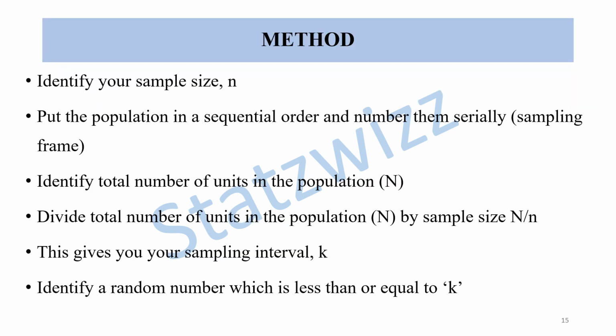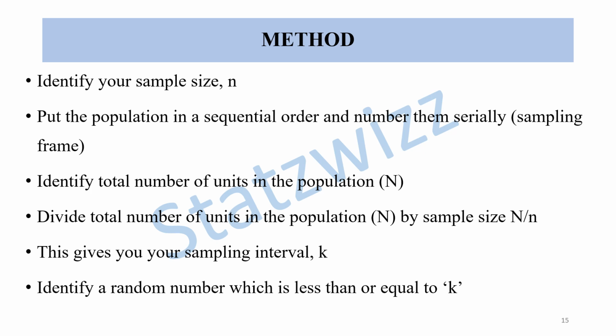Here the methodology is that we need to identify the sample size, and then put the population in a sequential order, either ascending or descending. Then we need to identify the total number of units in the population, that is the sampling frame, which is represented as capital N here.